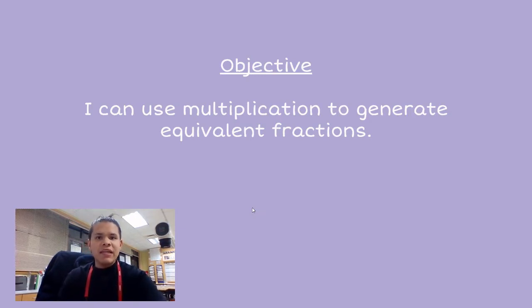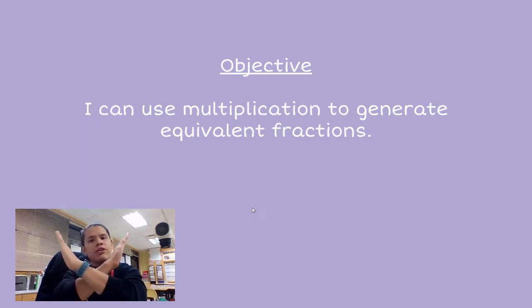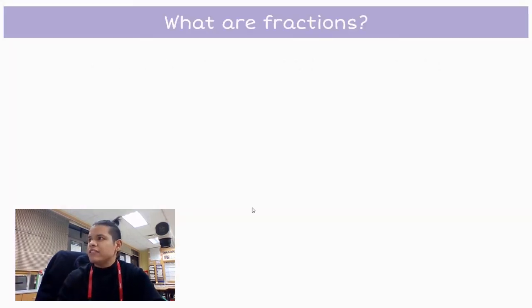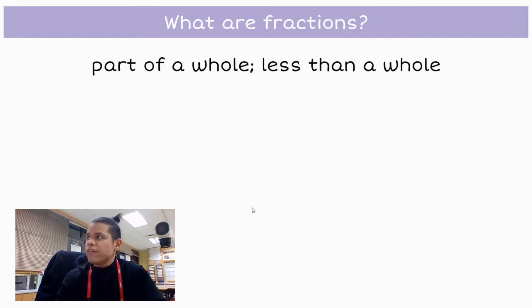Your I can statement is I can use multiplication to generate equivalent fractions. Generate. That means to make. So what are fractions? You've learned before that fractions are parts of a whole. They're less than one whole. So in other words, fractions are less than one.